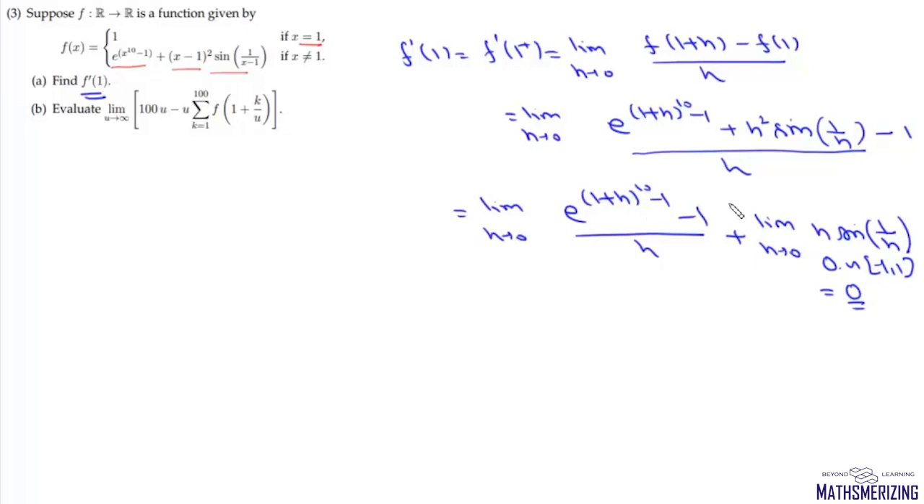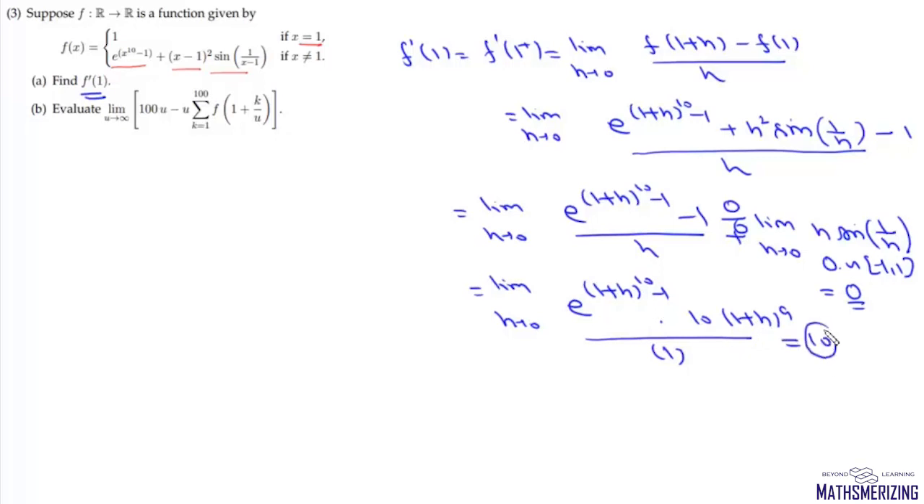Now this first limit is 0 upon 0 form. So we'll use L'Hopital's rule. So we'll differentiate. We'll write limit h tends to 0 of e to the power ((1 plus h) to the power 10 minus 1) into 10 (1 plus h) to the power 9 upon 1. Now we'll put h as 0. Then we'll get e to the power 0, which is 1. So this value is equal to 10.